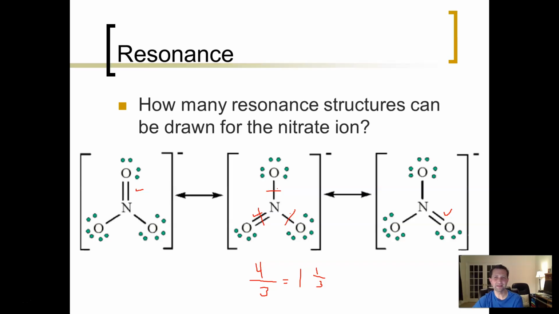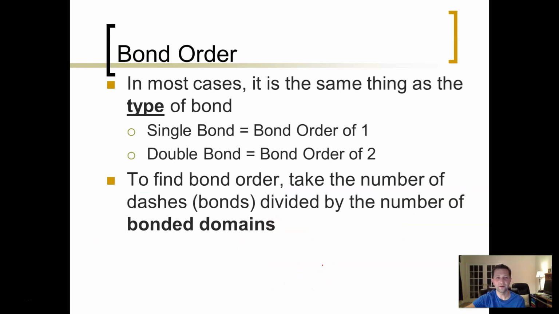bonds. It sounds ridiculous, okay? But if you looked at the bond length, it's closer to that of a single bond between N and O than it is for a double bond between N and O, because the bond character is 1 1/3. All right?